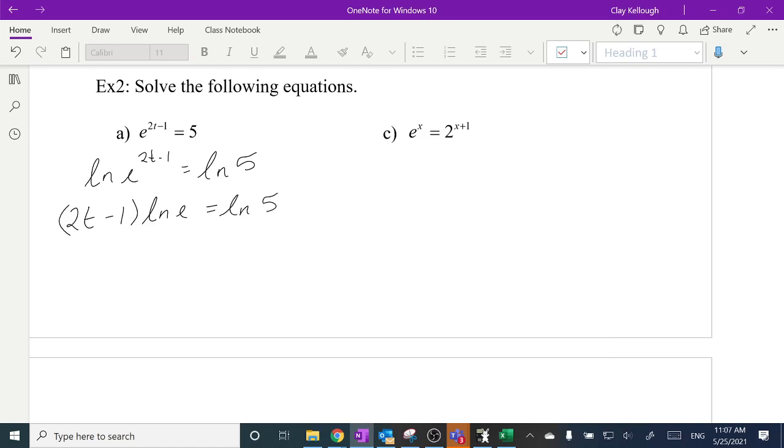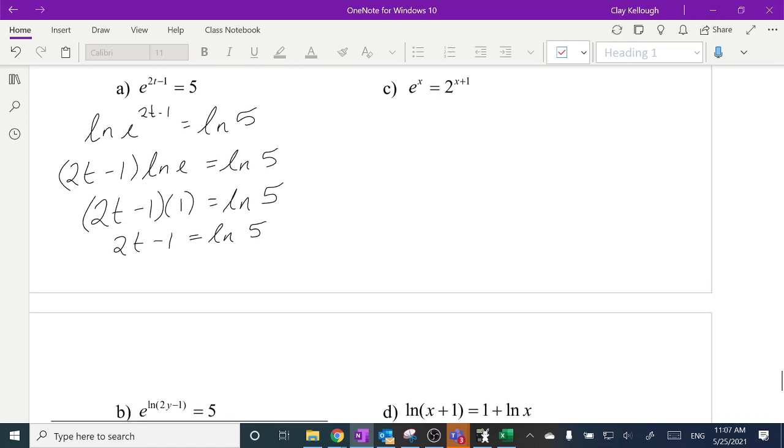Ln to the base e is like saying, how many e's do you have to count by before you get to e? And the answer is 1. So 2t minus 1, times 1, is equal to the ln of 5. So 2t minus 1 is equal to the ln of 5. So t is equal to ln of 5 plus 1, divided by 2. I already punched buttons on that, and I got 1.3047, blah, blah, blah.